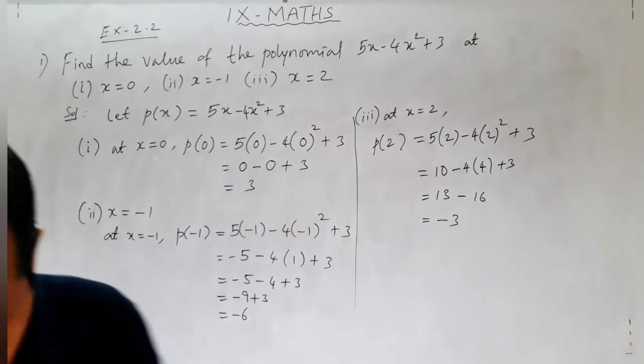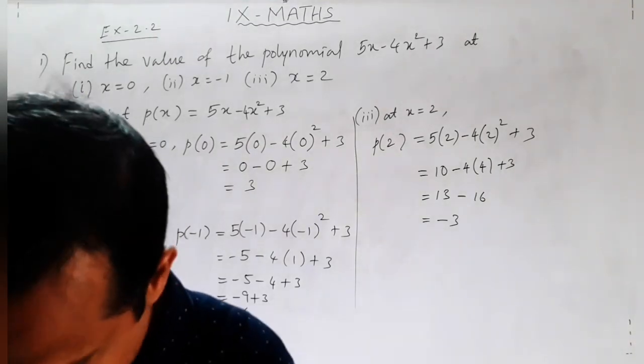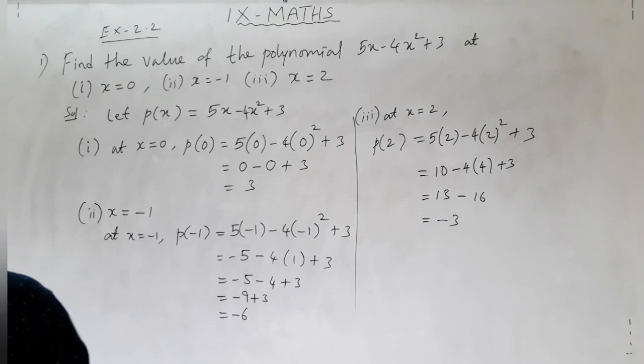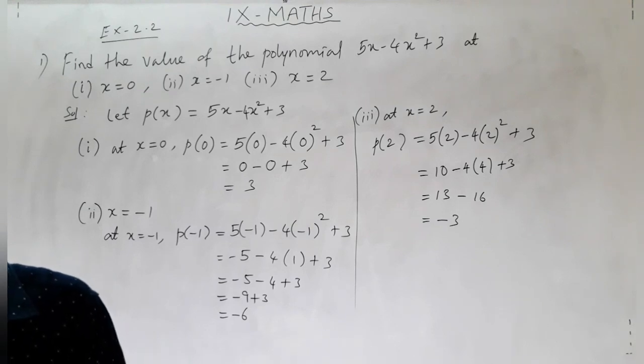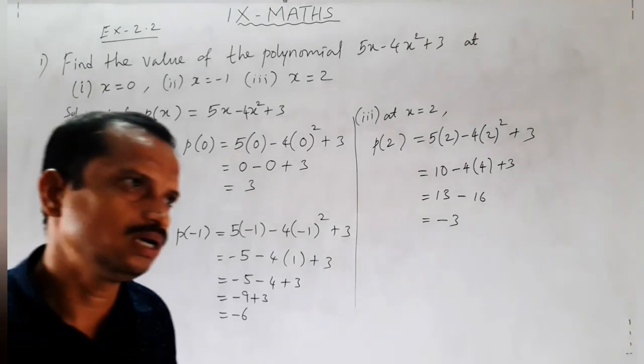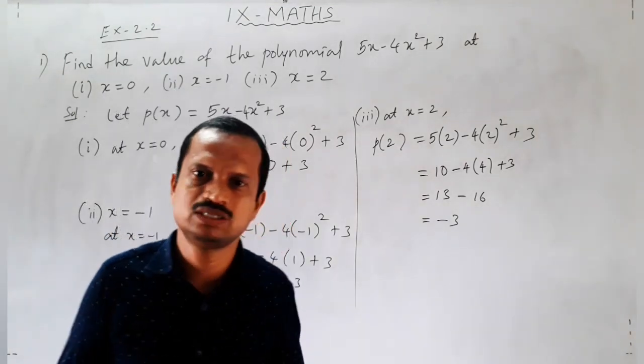So this is the way of finding the solution. And coming to question number 2, find p of 0, p of 1, p of 2 for each of the following polynomials. So here, what is the difference between the first and second sum?